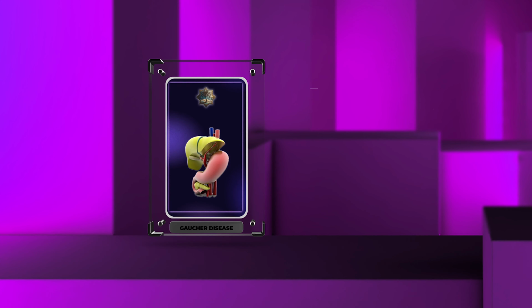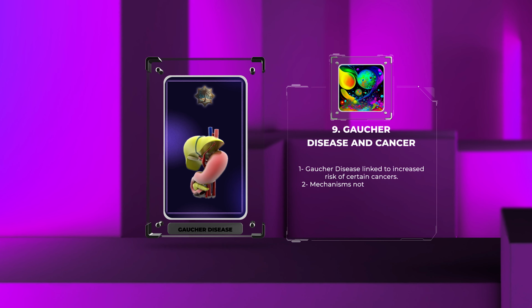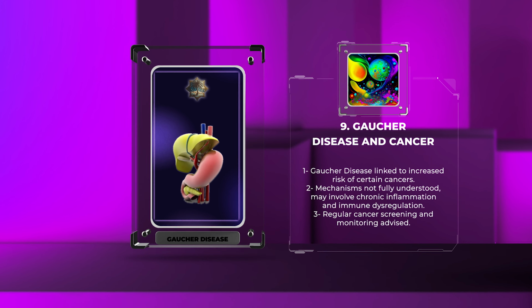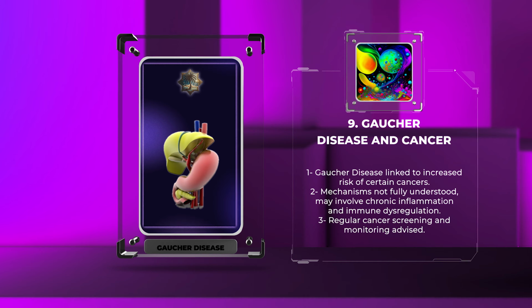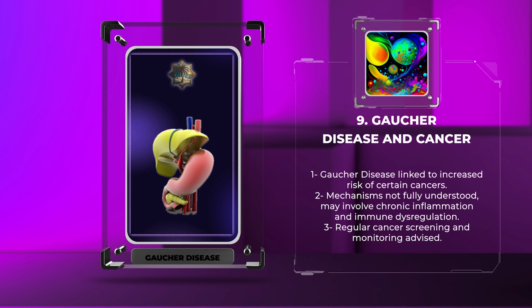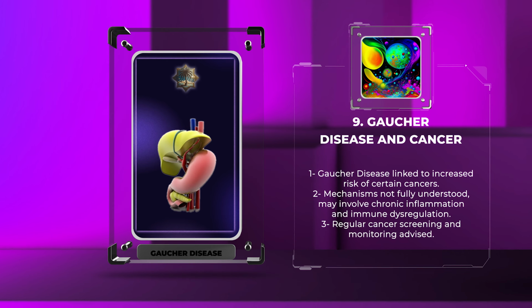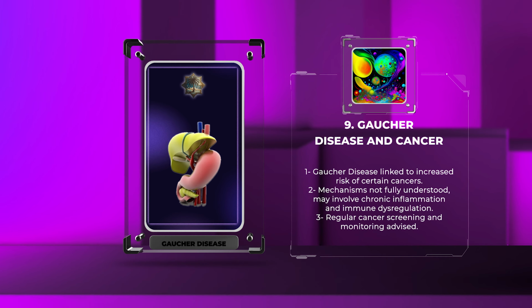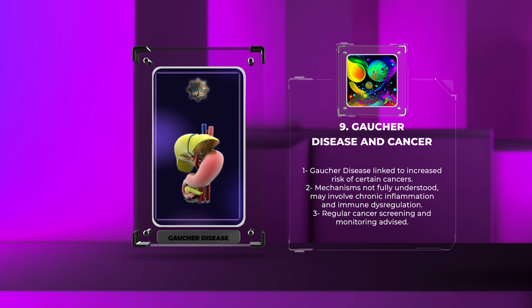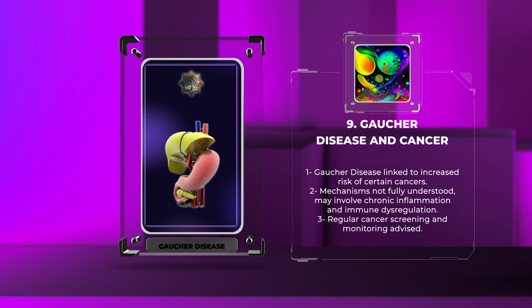Recent research has highlighted a potential connection between Gaucher disease and an increased risk of developing certain types of cancers, including multiple myeloma and hematologic malignancies. The underlying mechanisms are not fully understood but may involve chronic inflammation, immune dysregulation, and altered cell signaling pathways. Regular cancer screening and close monitoring are advised to detect and treat malignancies early in individuals with Gaucher disease.